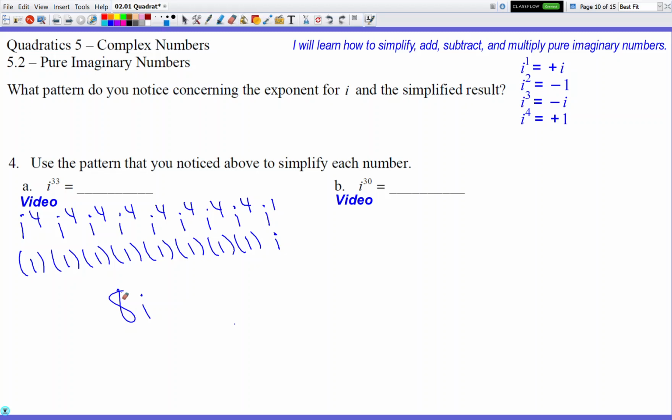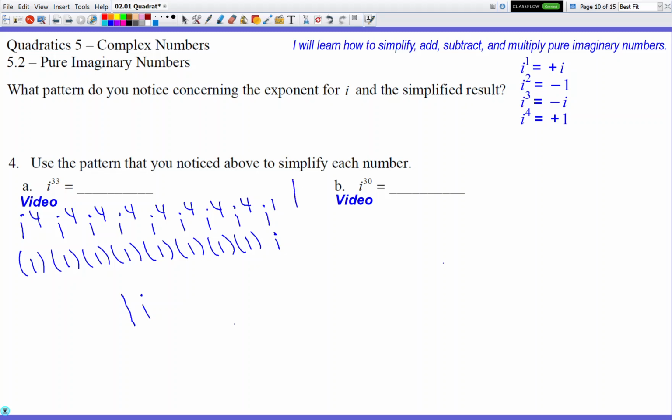Okay. So we're going to erase the 8, and we're going to put what all of these numbers multiply to become, and it's a 1. Do we need to put the 1 there? No. You can just write i if you want. But I put the 1 there because it reminds me that I took into account what all those 1s do. Okay? All right, so let's look at i to the 30th.